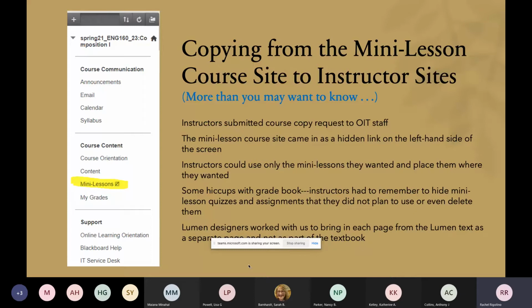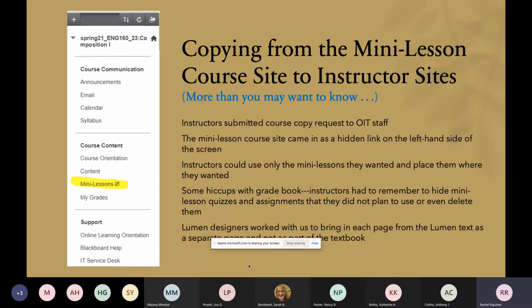Well, anyway, I'm going to get into a little bit of the OER stuff in just a minute. So copying from the mini lessons, they would come in like this. They would submit a request to our OIT, that's our Office of Instructional Technology, and these mini lessons were brought right in. The cool thing is, if I saw an error or made changes, that would be distributed across everybody's copy of this. So that was really cool.